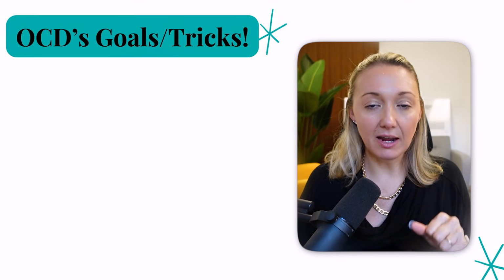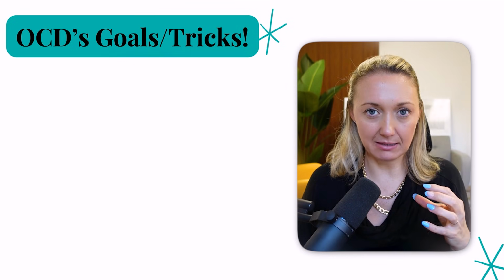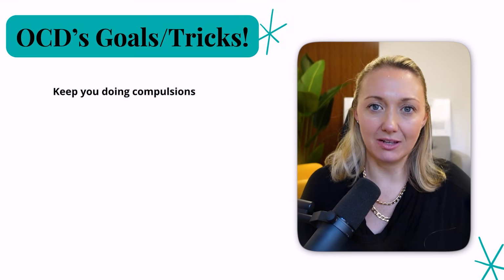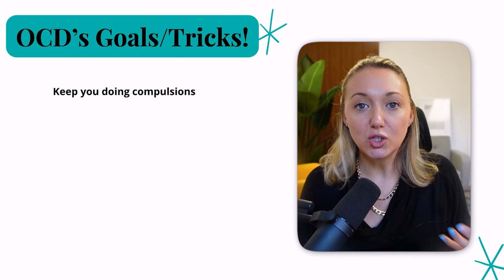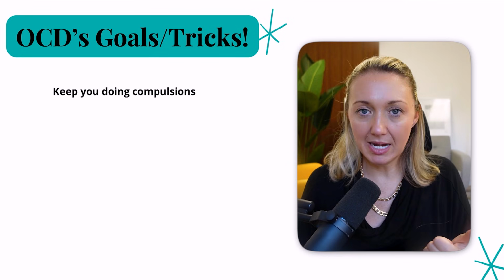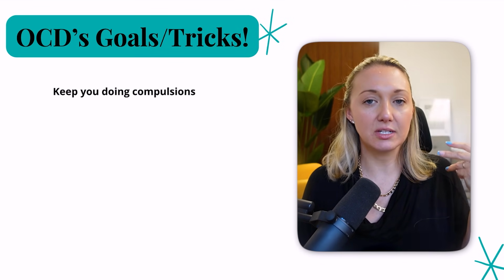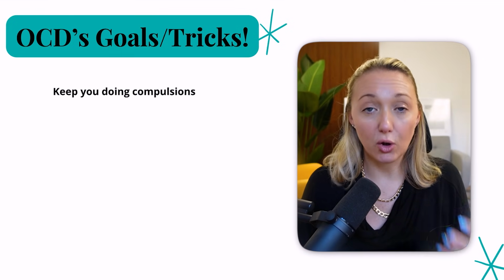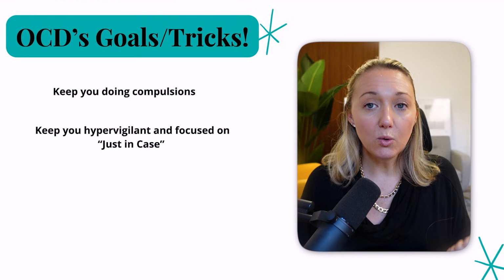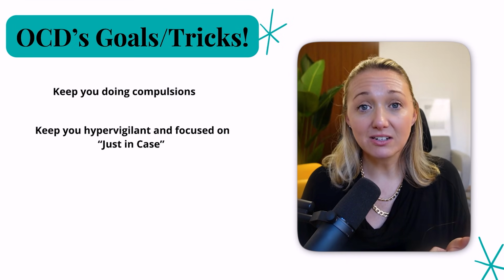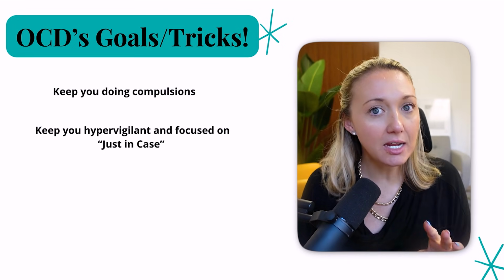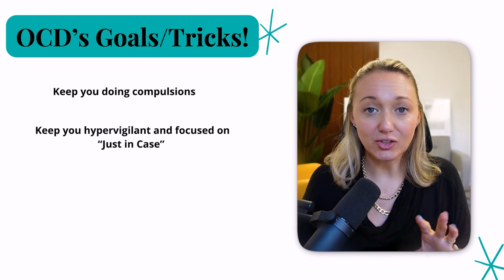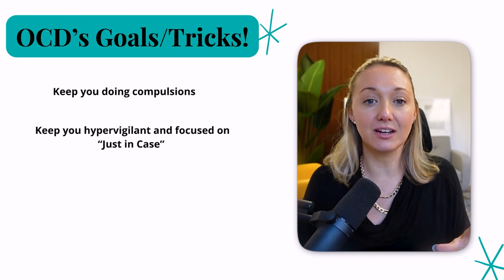These are OCD tricks I want you to be memorizing. These are what we would call OCD's goals. OCD, if we were to sort of externalize OCD, wants you to do compulsions. It wants you to keep ruminating, checking, asking for reassurance, avoiding, or beating yourself up. Those are the top 5 compulsions, and that's what it's going to urge you to do immediately. It's going to always try to keep you hypervigilant and focused on just in case. It's going to be like, just in case, you better do it just in case. I know this is probably not going to happen, but just in case, you should do this compulsion. That's the goal and the trick of OCD.